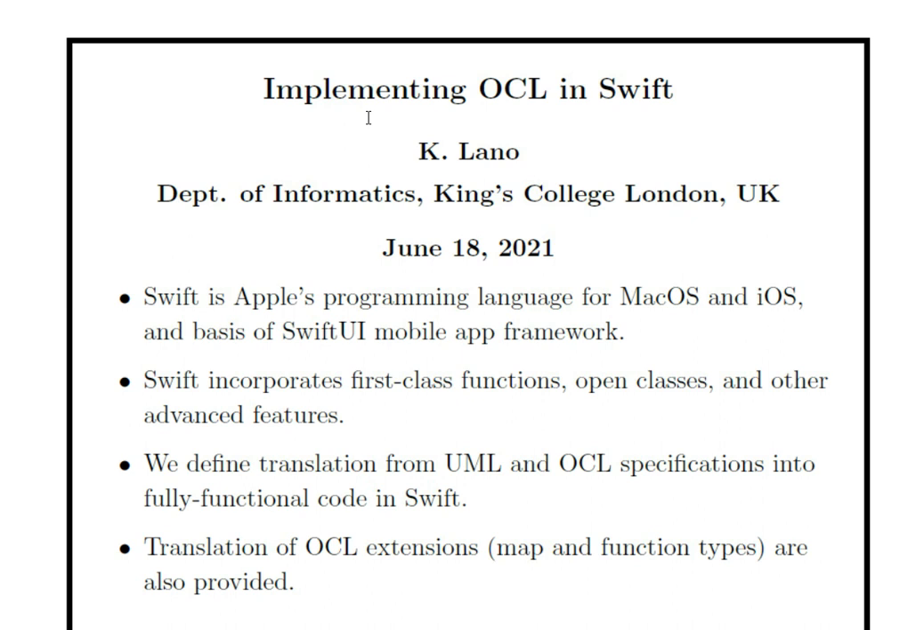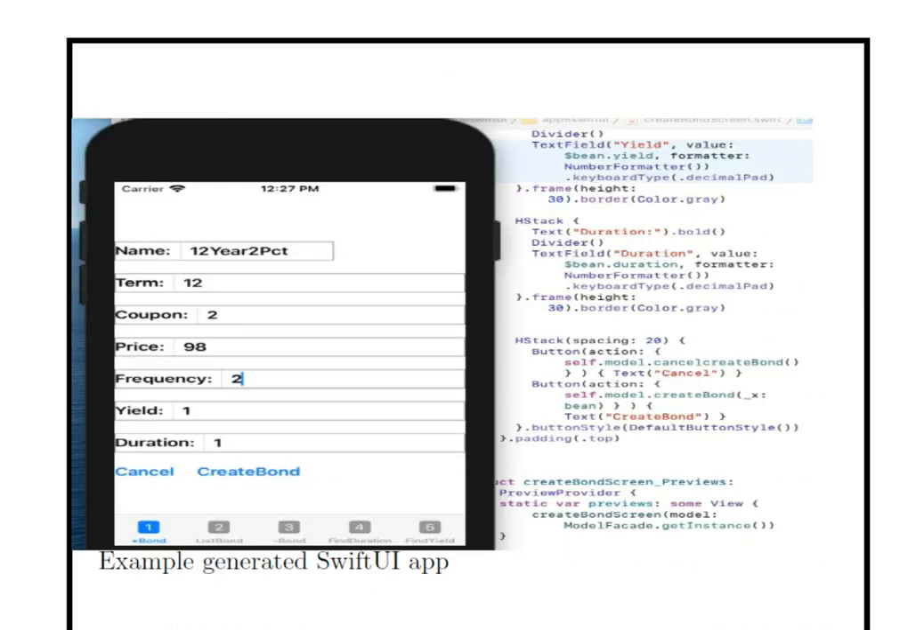So we define a translation from UML OCL into fully functional code in Swift, and that's used to define mobile apps for the iOS platform. And because maps and functions are a widely used feature of the Swift language, we also enable a mapping from map types and function types and operators to Swift. Here's an example of an app which is generated automatically from a specification.